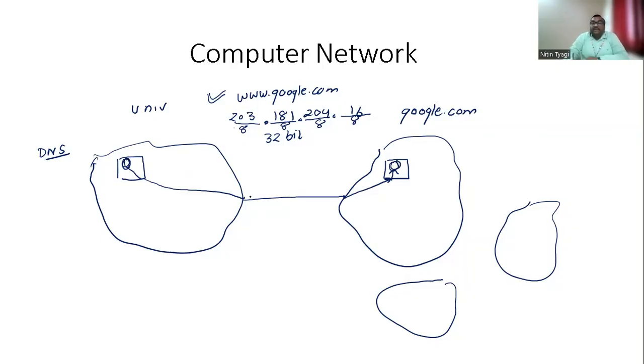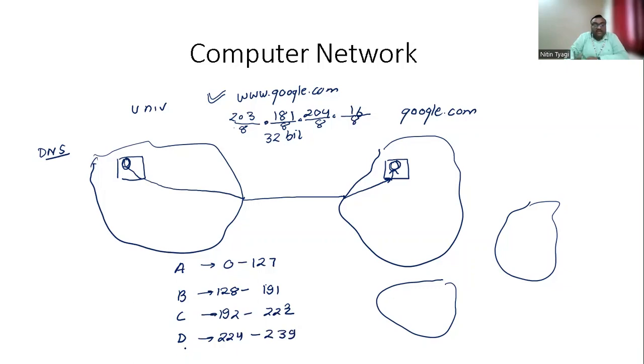So in IP address, there are different classes like class A, class B, class C, class D. And if I'm talking about the class A range, the class A range is from 0 to 127. Class B range is from 128 to 191. And class C range is 192 to 223. And the class D range is 224 to 239, and class E range is 240 to 255. So one way you learn all these things: the class A range is this, class B is this, class C is this, class D is this, class E is this.